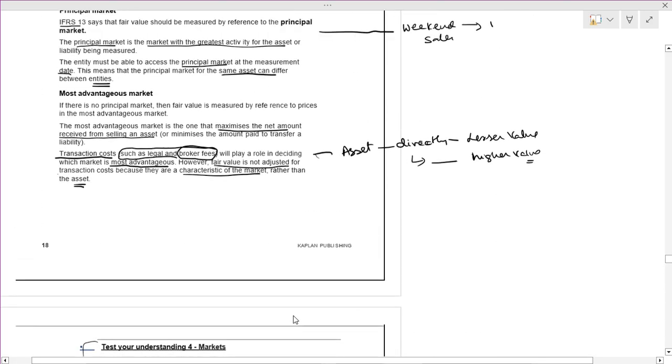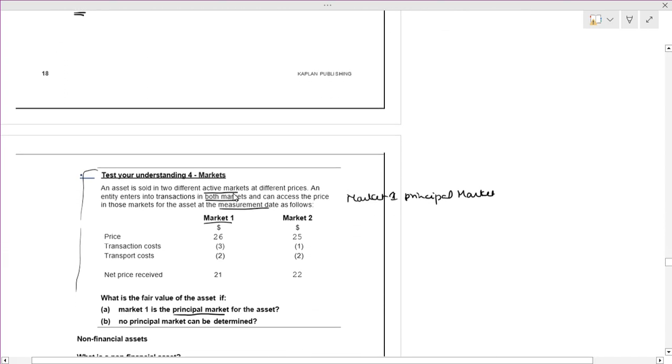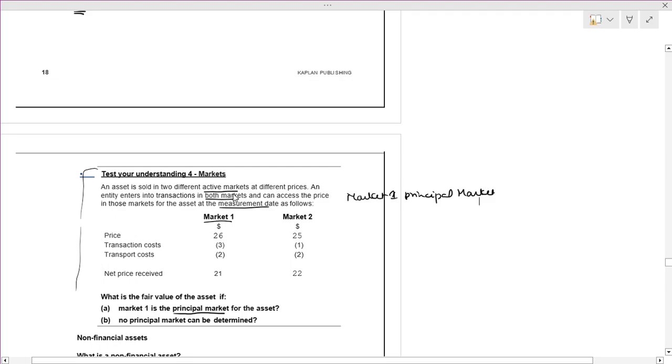what does the principal market say? Go back. It is where the greatest activity is. This means that the principal market for the same asset can be different for different entities, where we have the greatest activity of the asset. Okay. Now, what is the fair value with respect to market 1? The price is going to be 26.